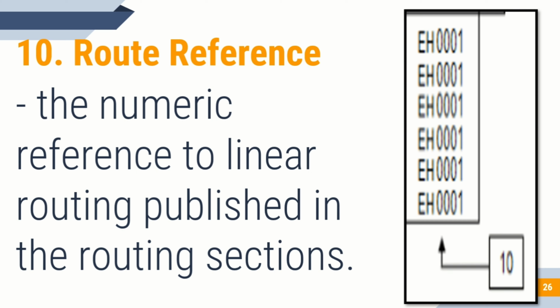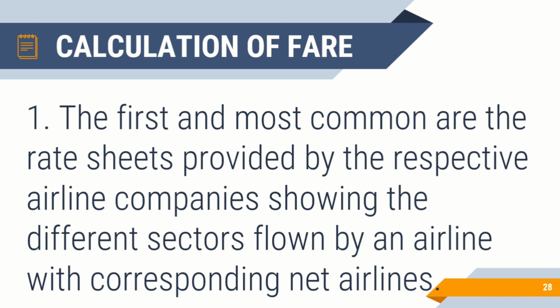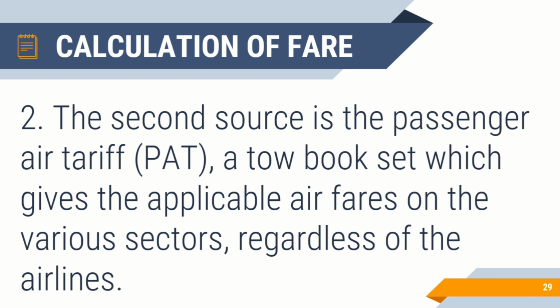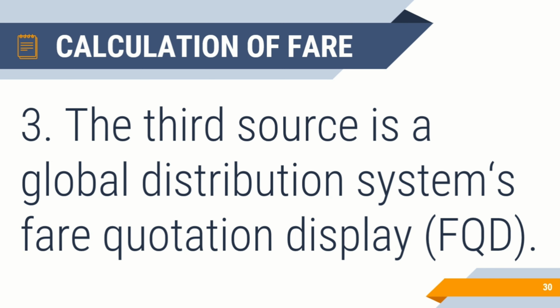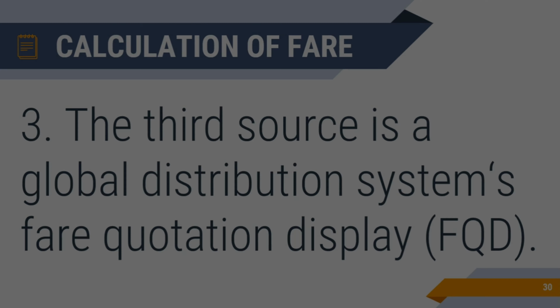Now, how to calculate the fare? Calculation of fare: the first and most common are the rate sheets provided by the respective airline companies showing the different sectors flown by an airline with corresponding net fares. The second calculation of fare is the passenger air tariff, a tariff book set which gives the applicable airfares on the various sectors regardless of the airlines. The third one is Global Distribution Systems Fare Quotation Display, or the FQD.